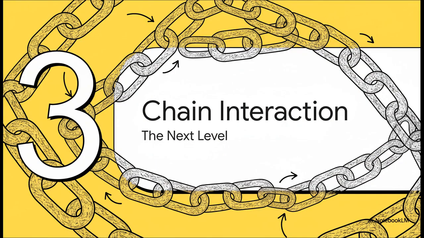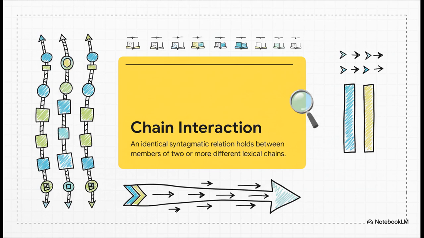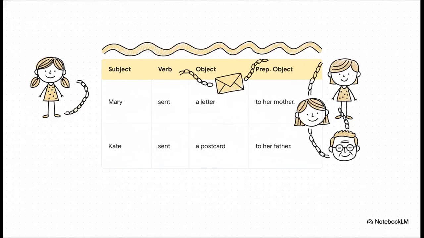Okay, now that we've got the 2 basic types of chains down, we can move up to the next level. And this is where the real artistry of writing comes into play. What happens when these chains start working together? This is what we call chain interaction. I know, that definition sounds super technical, but the concept behind it is actually pretty straightforward. Just think of it as parallel structure, but on a much bigger scale. It's what happens when different lexical chains all line up in the same repeating grammatical pattern and they start reinforcing each other. This table is a perfect, simple example of interaction at the sentence or clausal level.